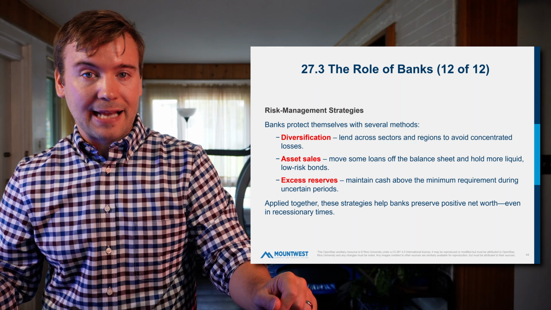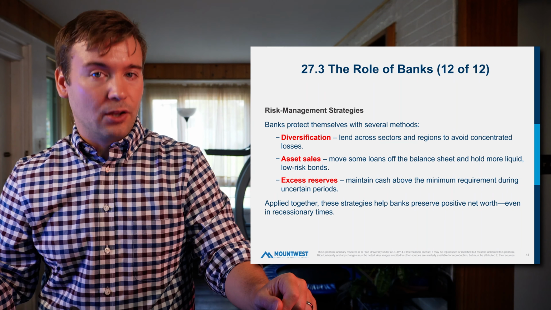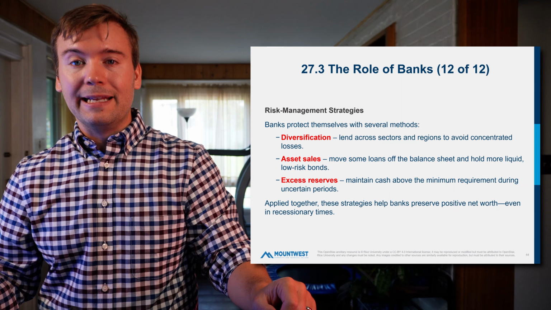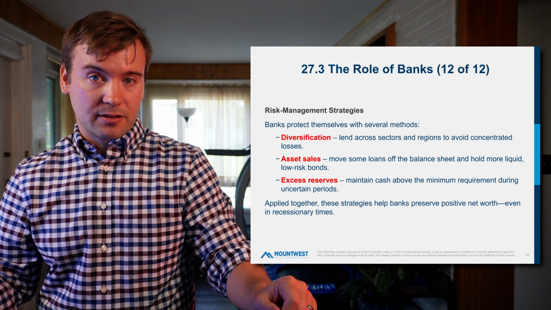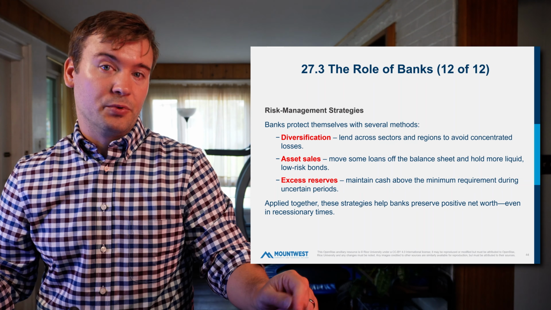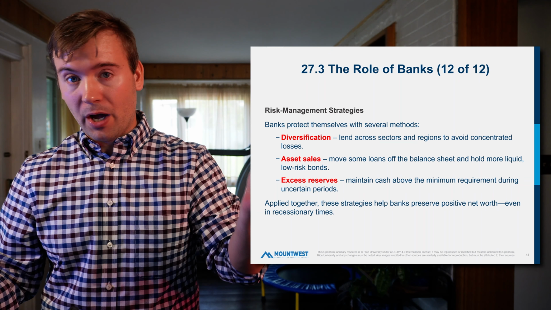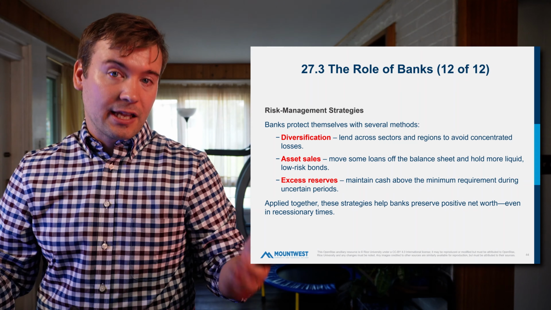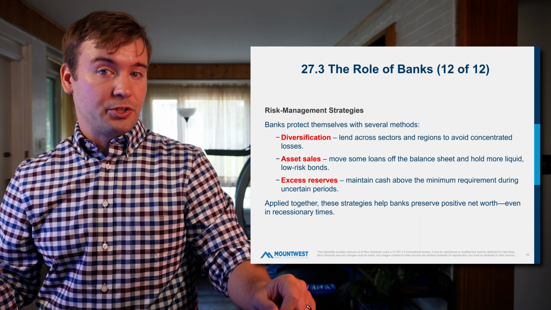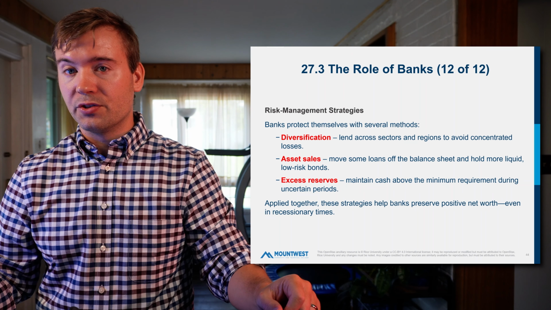Another strategy is asset sales. Banks can sell some of their loans in the secondary loan market and instead hold a larger proportion of their assets in more liquid and low risk forms like government treasury bonds, or just keep them as excess reserves. Speaking of which, maintaining excess reserves, which means keeping cash held above the minimum required amount, that gives them a little buffer against unexpected withdrawals or loan defaults, especially during uncertain economic periods. We're going to talk more about that in the next section because that's kind of also got some downsides.